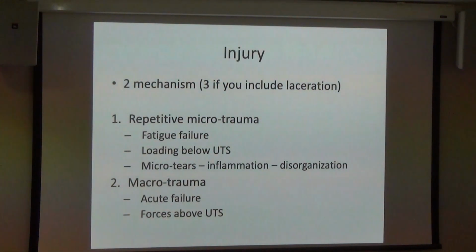Macro trauma is when there's been an acute failure. So you have carried too many books from the library. You know, something like, Oh, I'm doing so much work in the library. And that's where there has been total failure. So we have gone over the top of the stress strain curve. So UTS has been reached and gone past. Okay, and that's total fascicle failure.